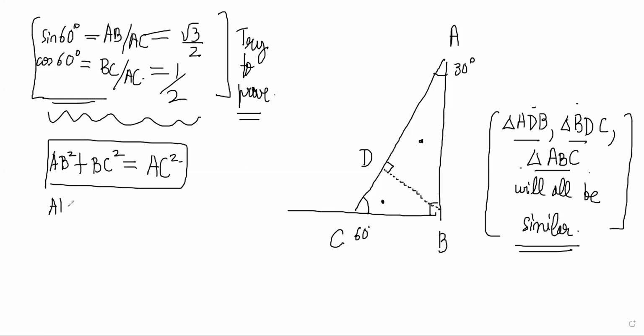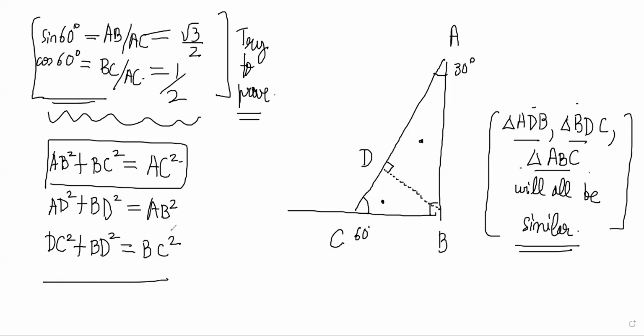You can say AD square plus BD square is equal to AB square, and also BC square plus BD square is equal to BC square. So you have three statements of Pythagoras theorems, and you have several statements from the similar triangles, right? You should be able to prove that these ratios will be root 3 by 2 and 1 by 2. But I will leave it for you, you try it out.